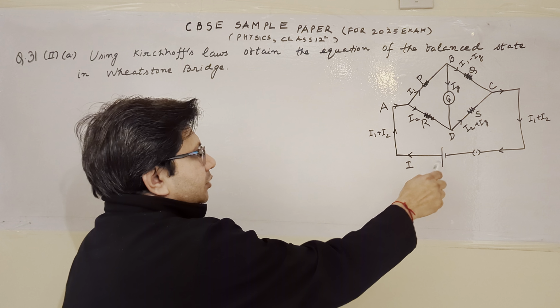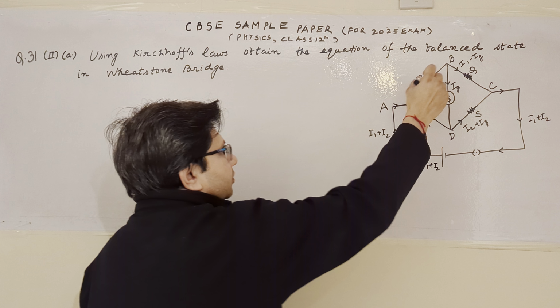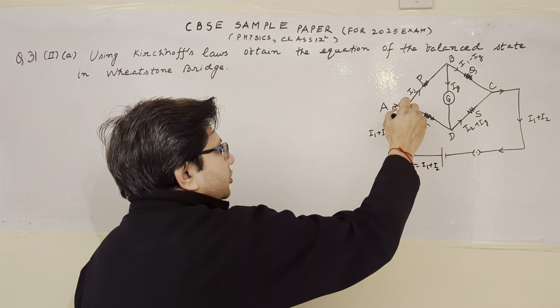Let the battery be supplying a current I, which is equal to I1 plus I2. The total current is I1 plus I2, and this current goes through this particular node. Suppose this node is A. Now from this node A, one current goes to node B. Let this current be I1, and the current going in this particular branch AD be I2.